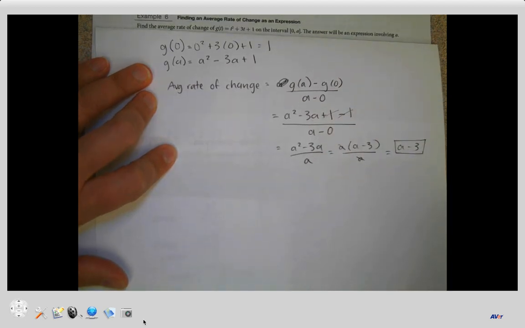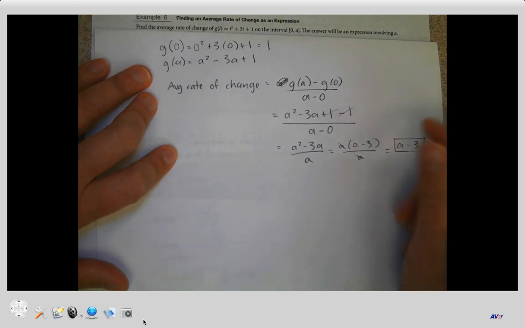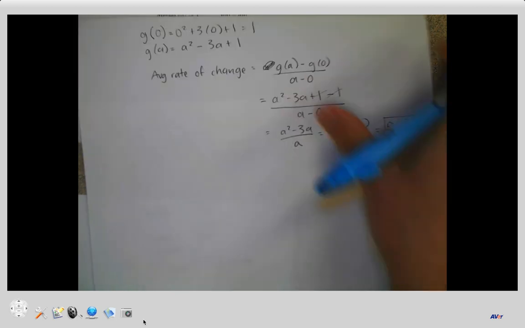Okay. So once we start getting abstract like this, what does this mean? The average rate of change was a minus 3? It's hard to know. It's a little bit abstract. But that's the answer if we're just doing a computational problem like this.